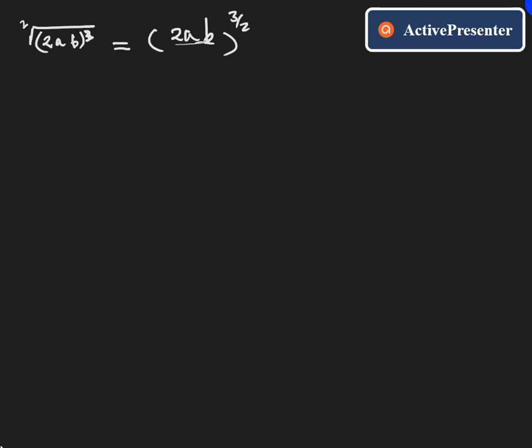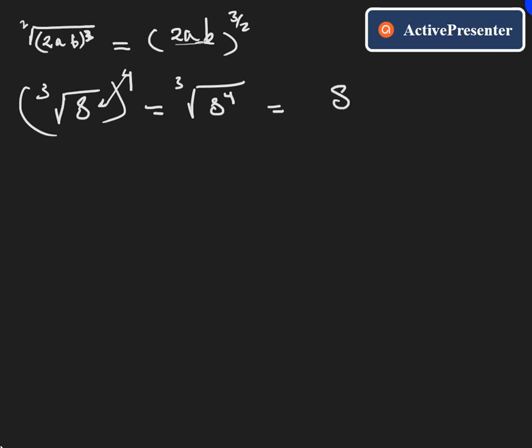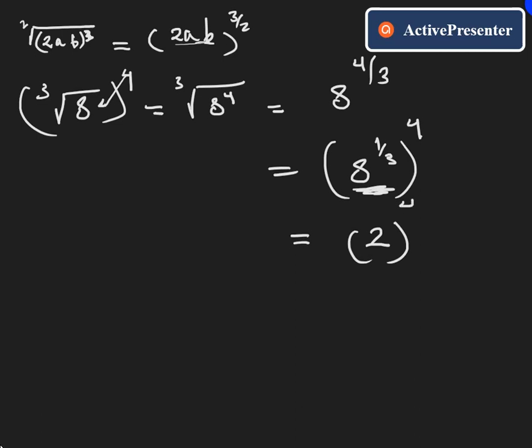If I tell you the cubic root of 8 all to the power 4, this can come inside, as you know before, and be written as the cubic root of 8 to the power 4, then the final answer is 8 to the power 4 over 3. If you decompose this, it should be 8 to the power 1 over 3 all to the power 4. You know this is the cubic root of 8, which equals 2, then 2 to the power 4, which is equal to 16.